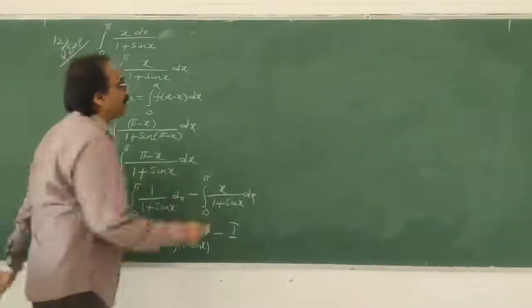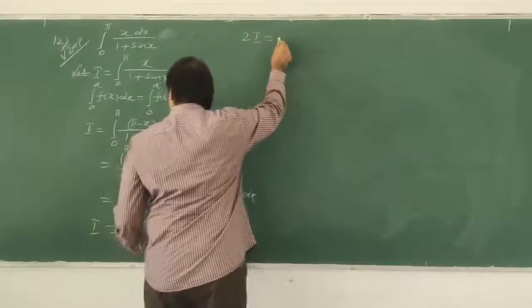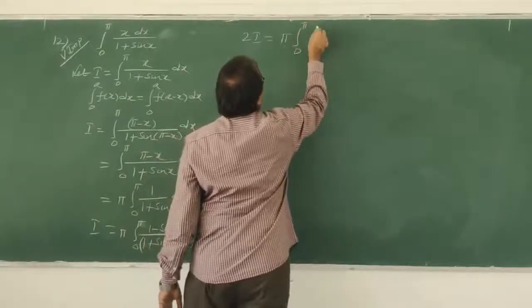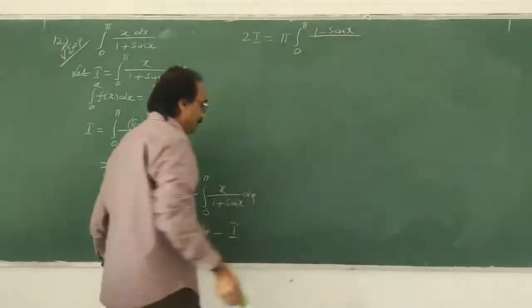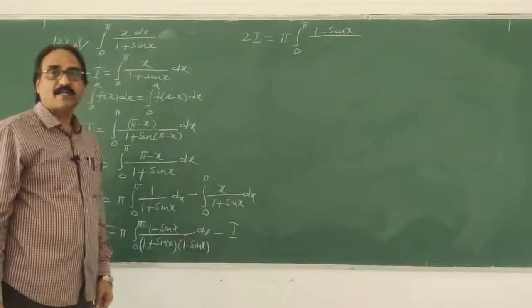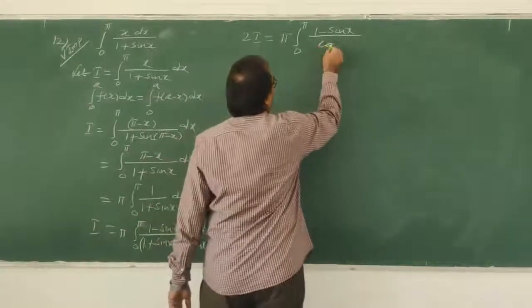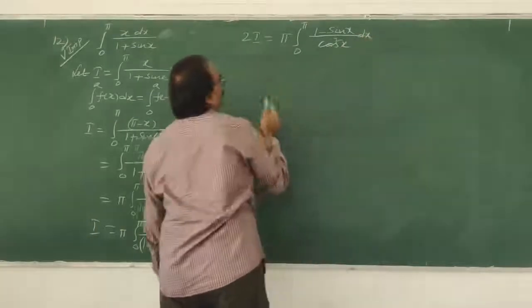So if you bring the minus I here, 2I is equal to the integral, pi outside, from 0 to pi. What is the numerator? 1 minus sine x by 1 plus sine x into 1 minus sine x. A plus b into a minus b is a square minus b square, so 1 minus sine square x, which is nothing but cos square x. Direct step: 1 minus sine square x is nothing but cos square x.